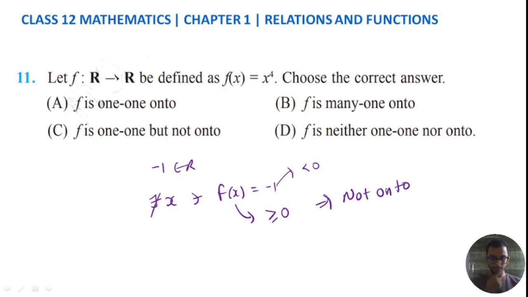Now what about one-one? To show one-one, whatever f of x1 and f of x2 you take equal, you should get x1 equal to x2. But if I take x1 equals minus 1 and x2 equals 1, then f of x1 will be 1 and f of x2 will also be 1, but x1 is not equal to x2. This shows that it is not one-one. So our function is neither one-one nor onto, that is option D is the correct one.